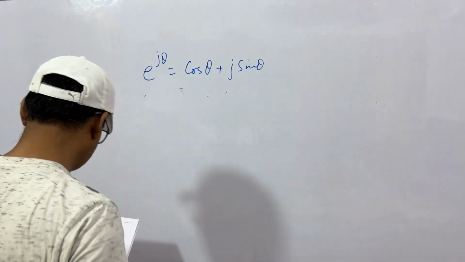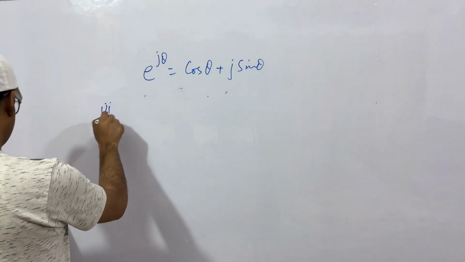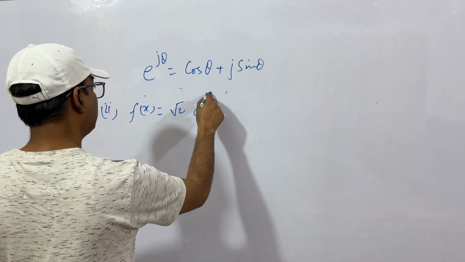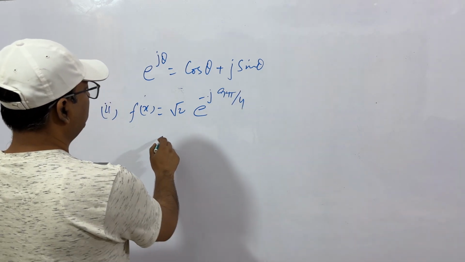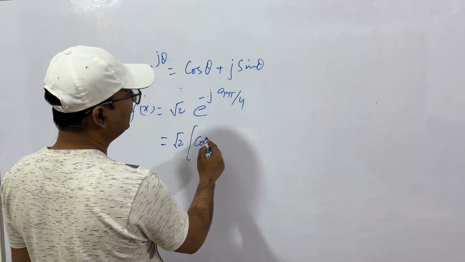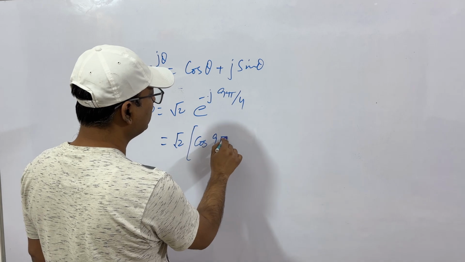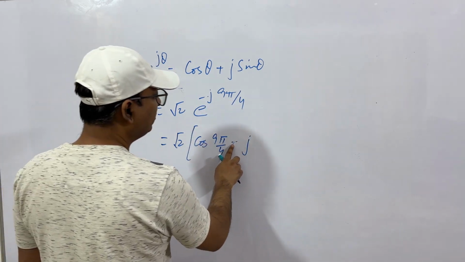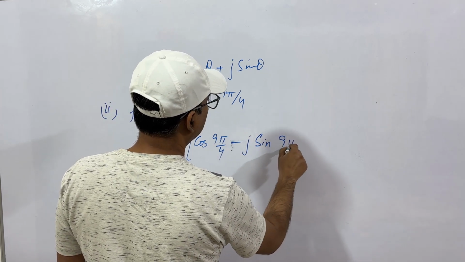Then let's see if we have some good question. For example, this one. Your function is √2 e to the power minus j 9 pi by 4. Now this can be expressed like this: √2 cos of minus 9 pi by 4. Cos minus theta is cos theta, so this will be cos 9 pi by 4 plus j sin of minus this. This will be minus, because sin minus theta is minus sin theta, so this is sin 9 pi by 4.